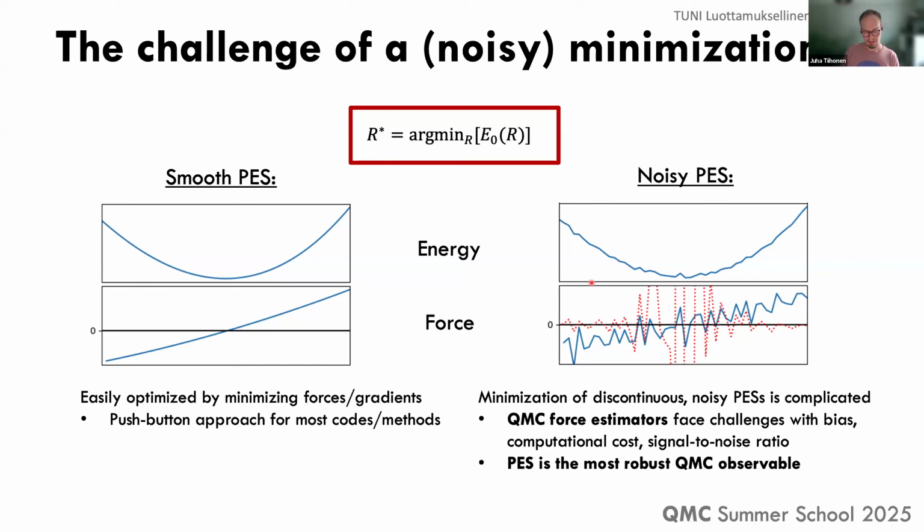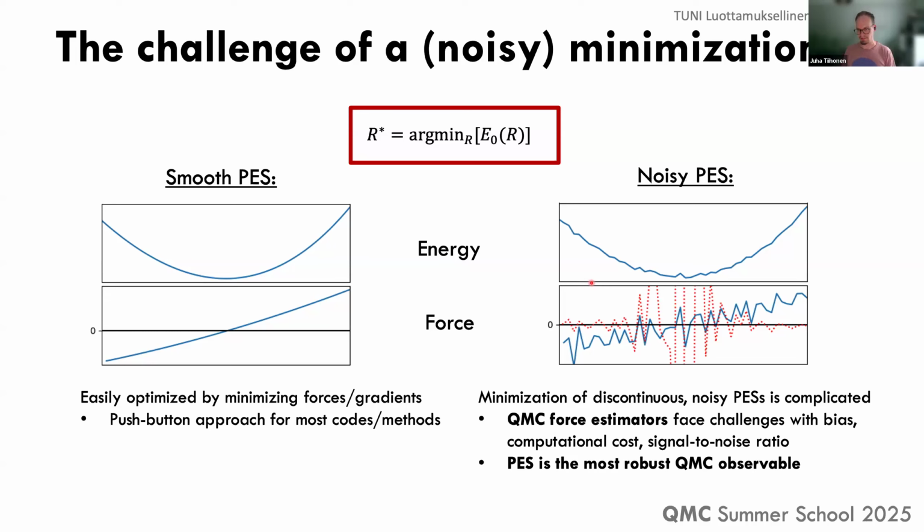But now, in contrast, if the PES is noisy upon evaluation, we have only a finite number of samples to spare. So each subsequent PES evaluation has a discontinuity in between. It suffices to say, minimization of the PES is complicated.